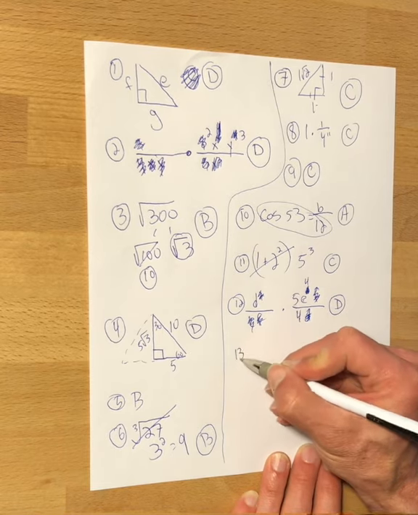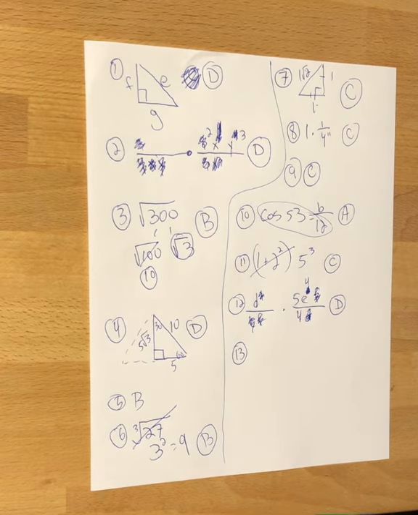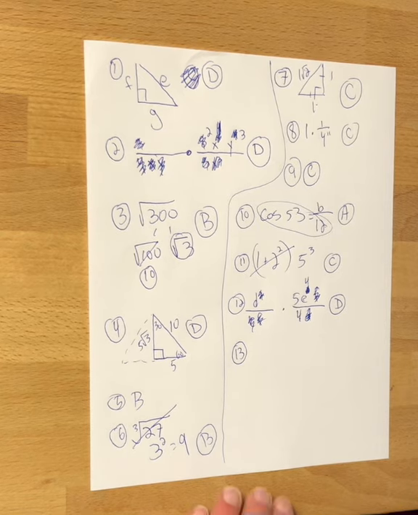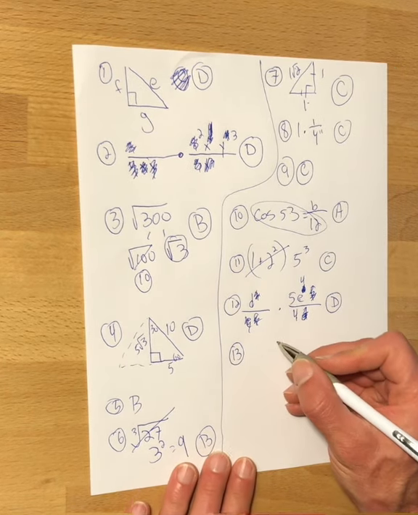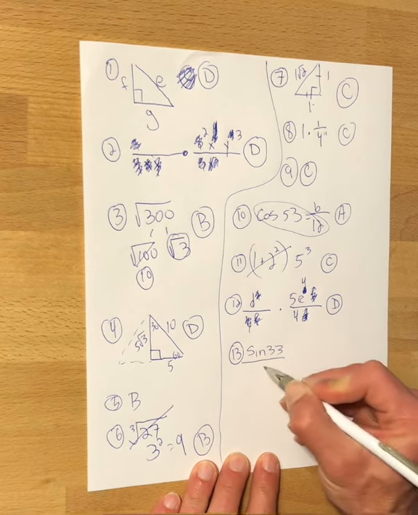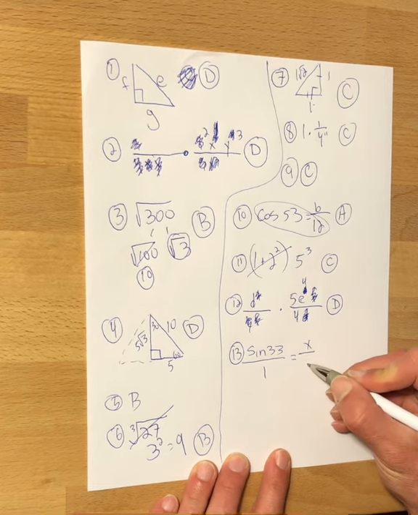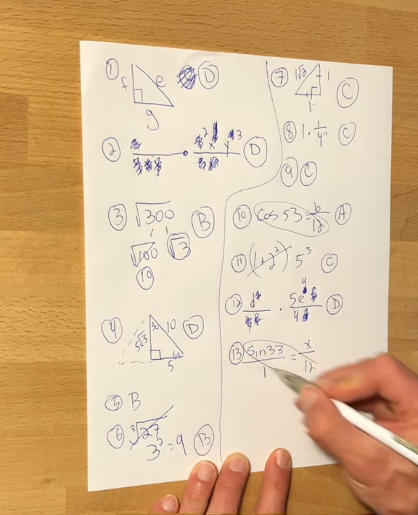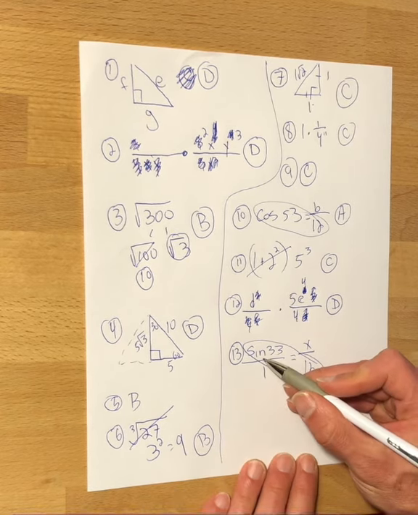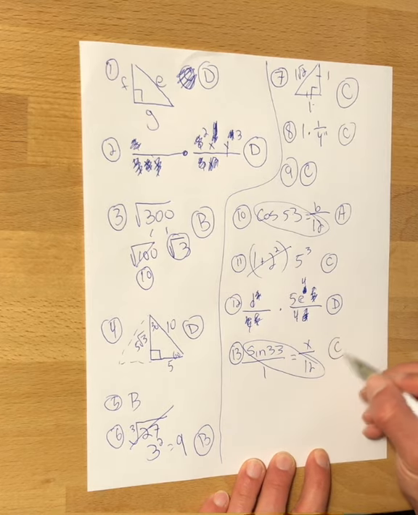Number 13. It's a right triangle. You're trying to find the opposite side. You're given your hypotenuse, so it's sine 33 over 1 equals opposite over hypotenuse. And when you cross multiply, you're going to get 12 times sine of 33, which is going to give you letter choice C as your answer.